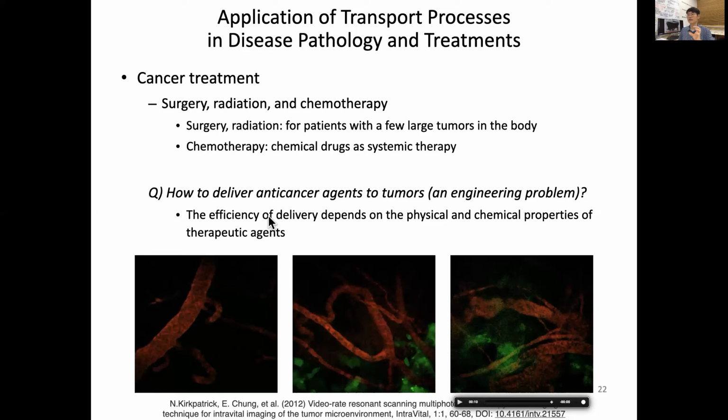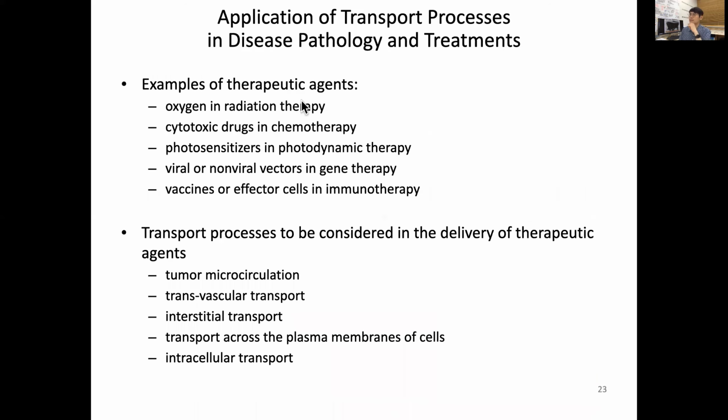So the delivery is a very important issue, and the efficiency of our delivery depends on the physical and chemical properties of therapeutic agents and the tumor microenvironment. So understanding this is very important when we try to actually treat a patient's tumor. And as an example of therapeutic agents, what's necessary in our treatment?